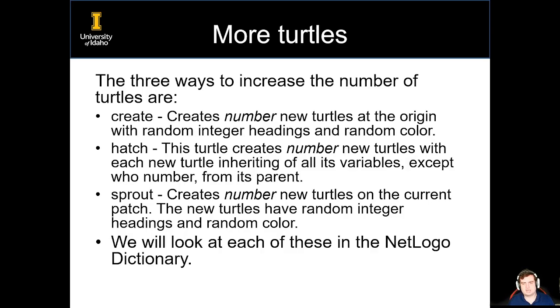And this creates a number of new turtles on the current patch. You can almost take the duck approach with this, I guess. There's the duck nest, and they all hatch and sprout from there. Really, that's the way NetLogo looks like this. They sprout from that one spot. Hatch, I guess, would be better as an idea of a human having a kid. So we're going to look at each of these in the NetLogo library or dictionary.